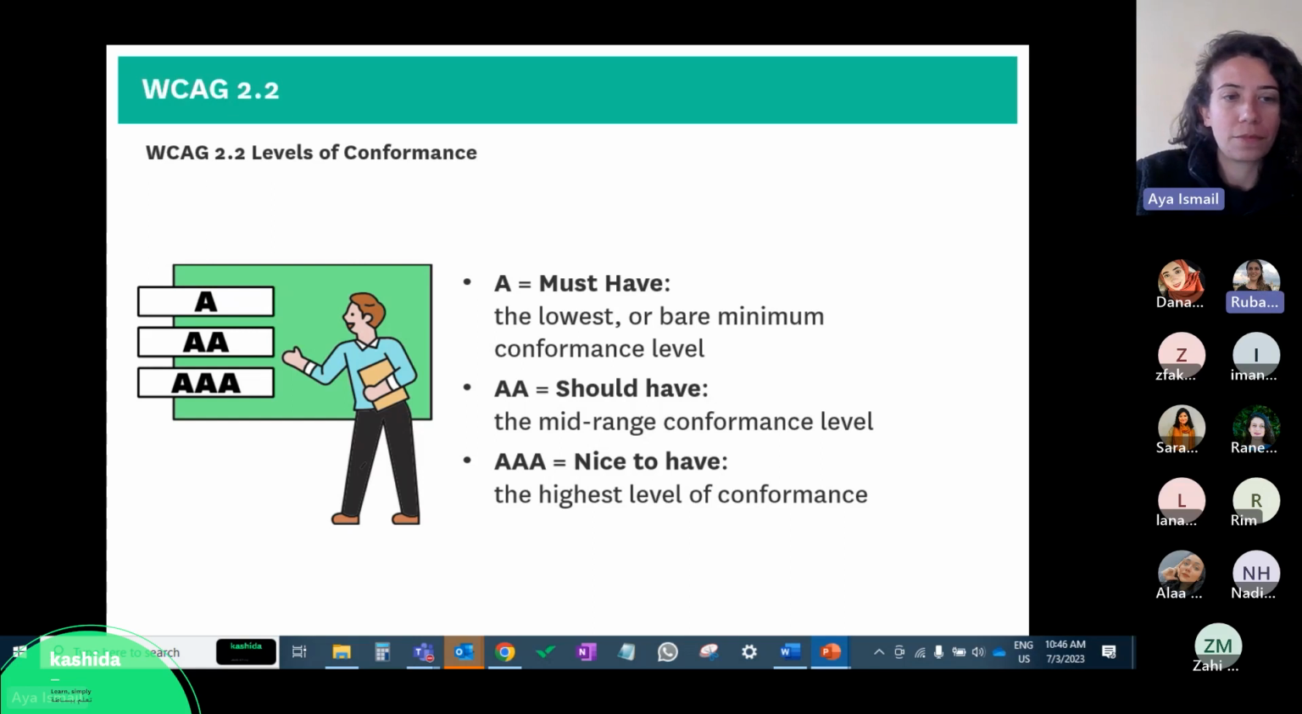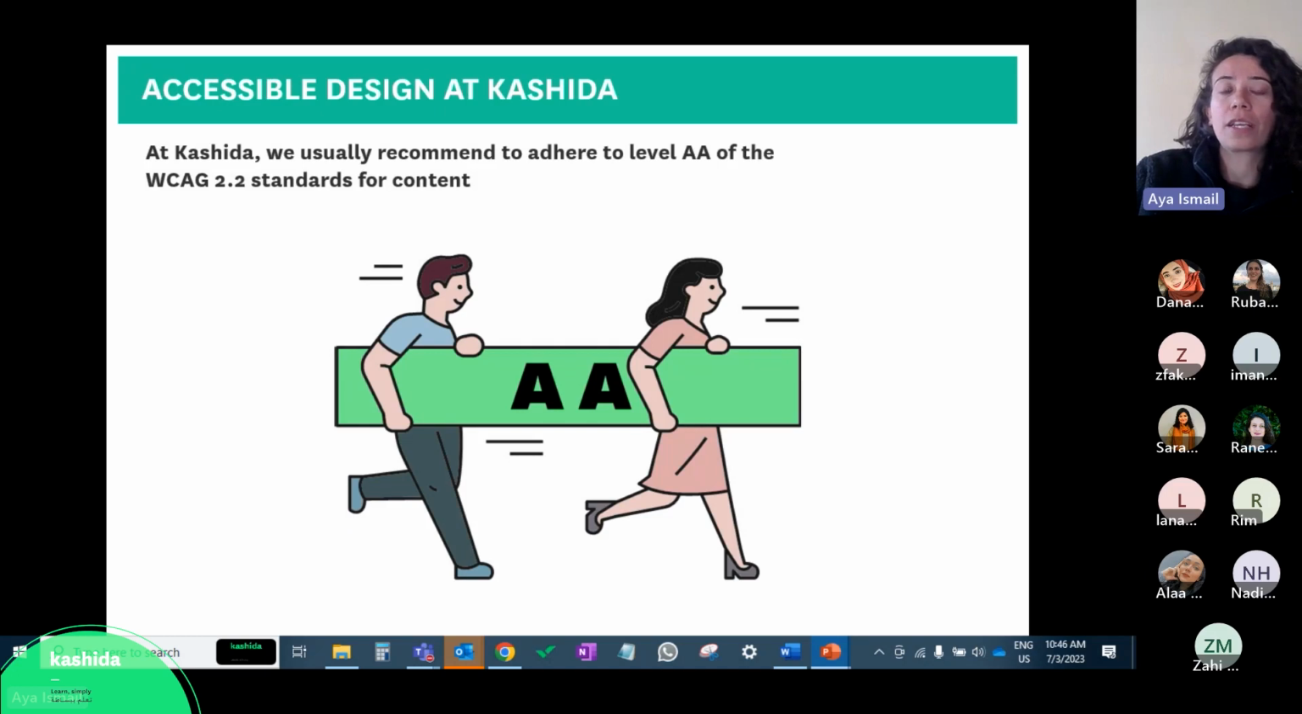And at Kashida, I want to add something about that, Aya. Sorry, go ahead. You were saying at Kashida, yeah. We usually offer, at Kashida, we are usually recommending the AA level.